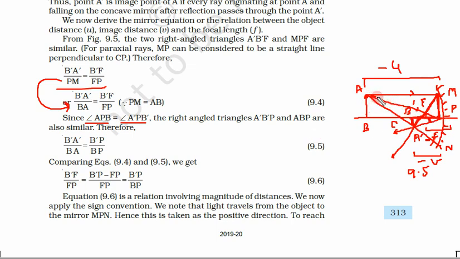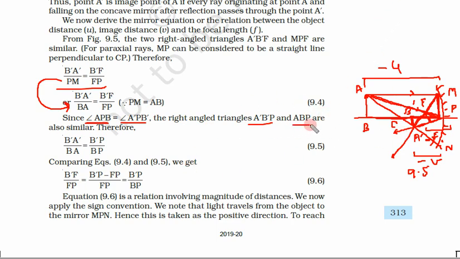So this is our first angle at P, APB. What is our second angle? This A'PB'. Both angles must be similar, so that we are applying here: angle APB is equal to angle A'PB'. The right angle triangles A'B'P and ABP are also similar.